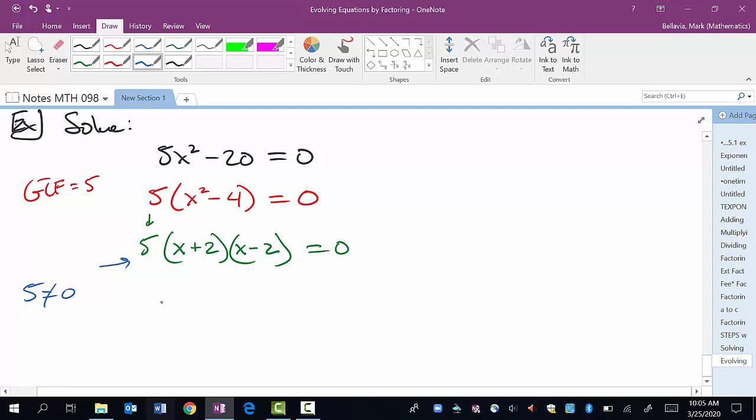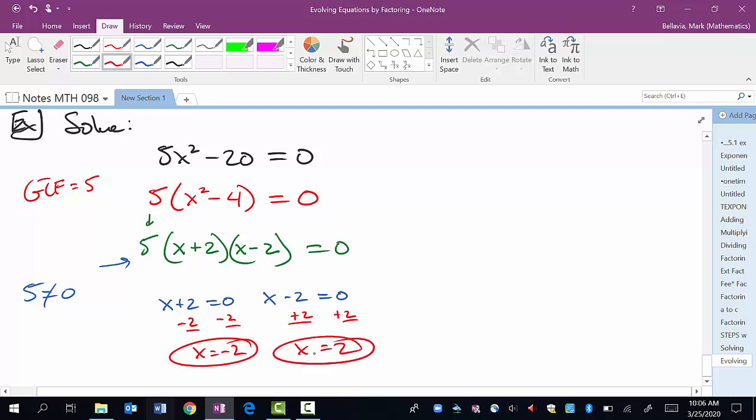For these other 2 factors, make sure you set them both equal to 0 because they have variables with them. So we have x plus 2 equals 0 and x minus 2 equals 0, and then we solve those individually. So I'll subtract 2 from each side here. We get x equals negative 2. Here I'll add 2 to each side. I get x equals positive 2. So my solution set is negative 2 and positive 2, inside curly braces because that's indicating that it's a set.